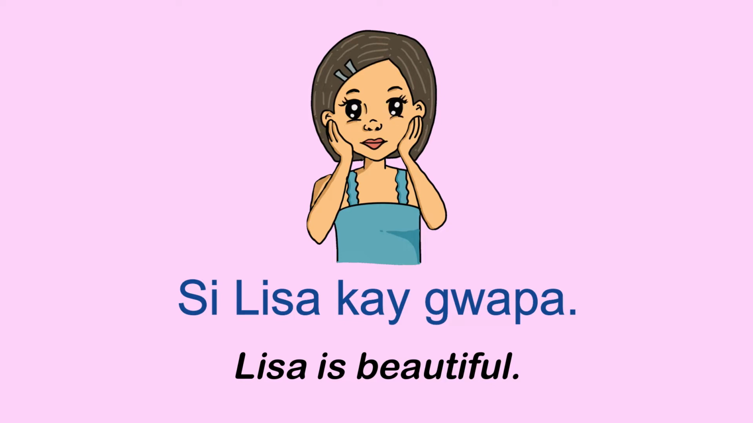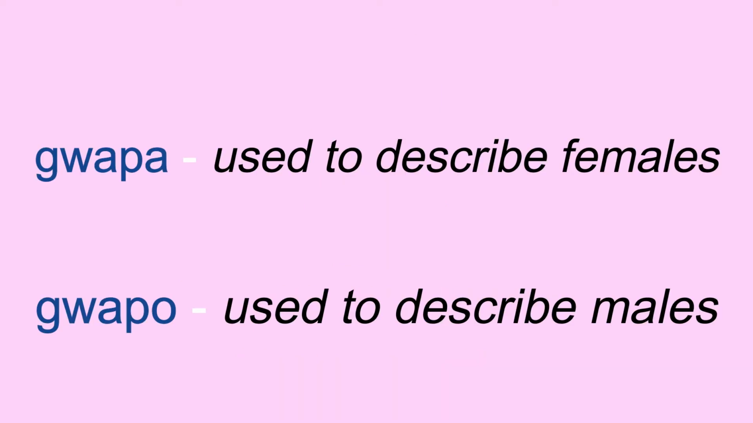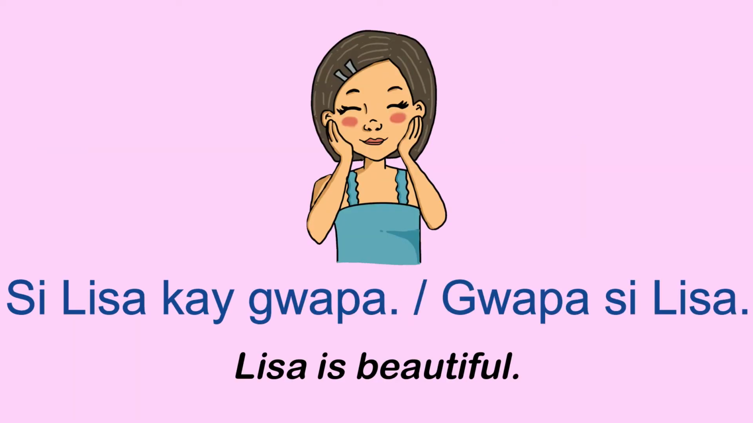So we won't break this sentence down because it's identical to the last one. Just remember guys that guapa ending in an A is used for female, guapo, with the O at the end is used for males. Si Lisa kay guapa or guapa si Lisa. Lisa is beautiful.